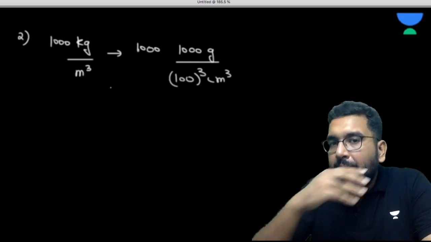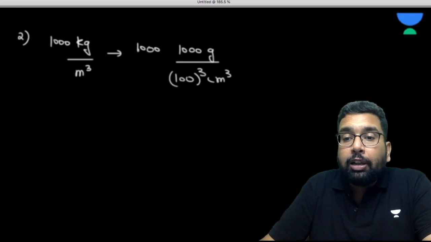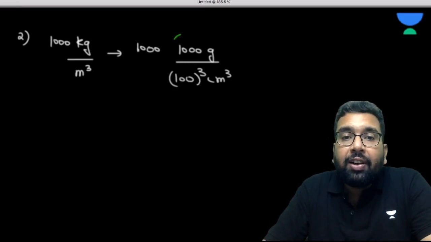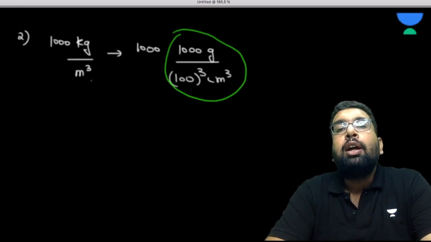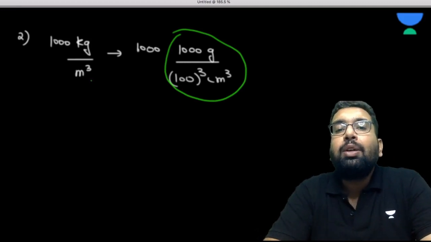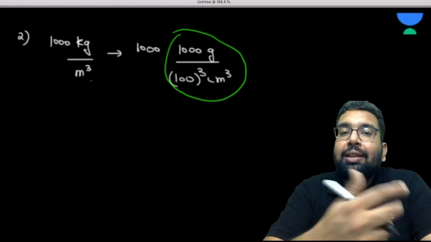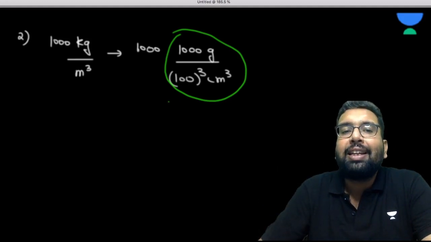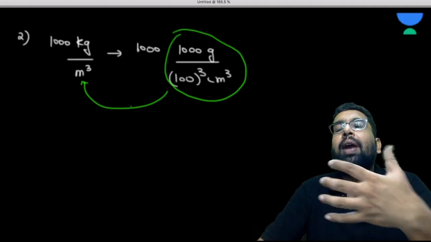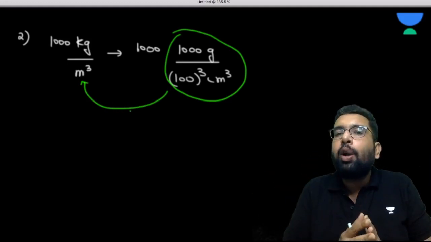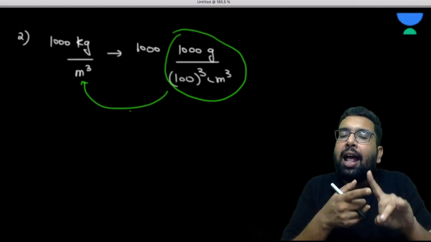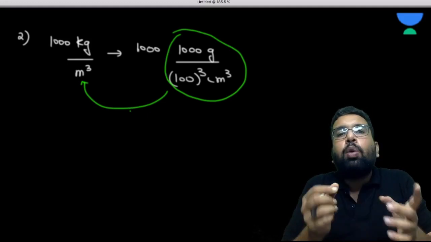I hope it is fine to everyone. Now, think in a way that if I say we are using 1000 gram and 10 to the power 3 centimeter cube as the standard of unit, we can call it kg per meter cube, right? What I'm trying to tell you is that any physical quantity is represented with the help of a numerical value and the unit.